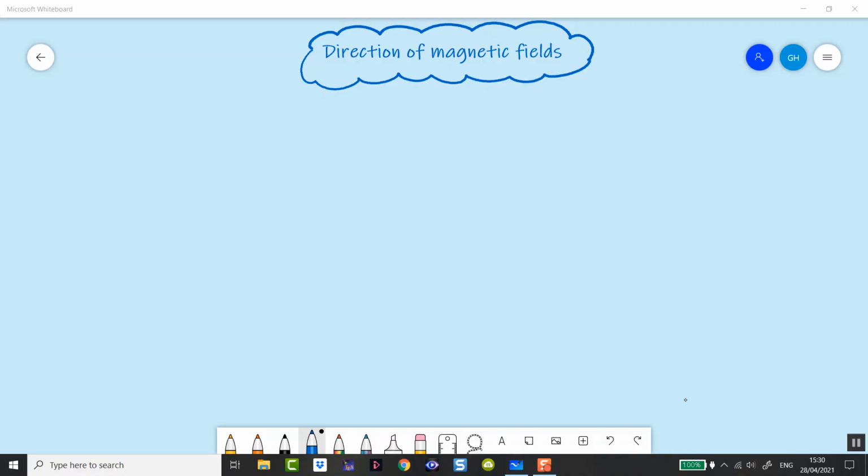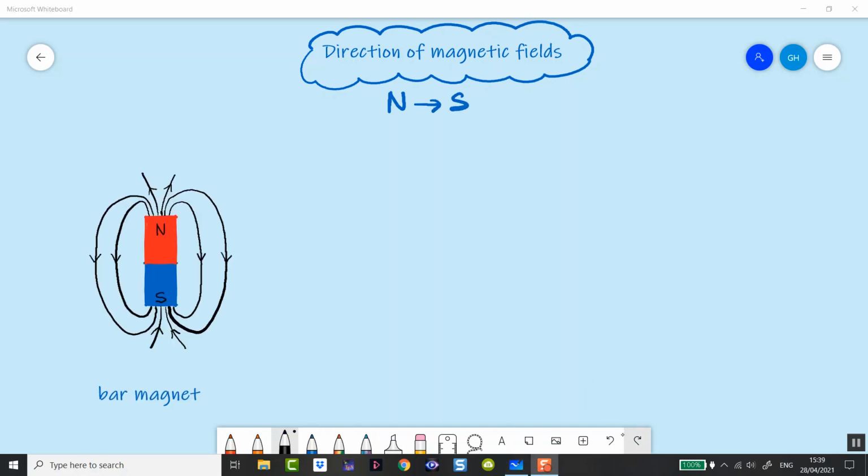The direction of a magnetic field is shown by the arrows on the field lines, and it's from north to south, which is the direction another north pole will be pushed. Round a bar magnet, they look like this. Between the poles of a horseshoe magnet, they look like this.